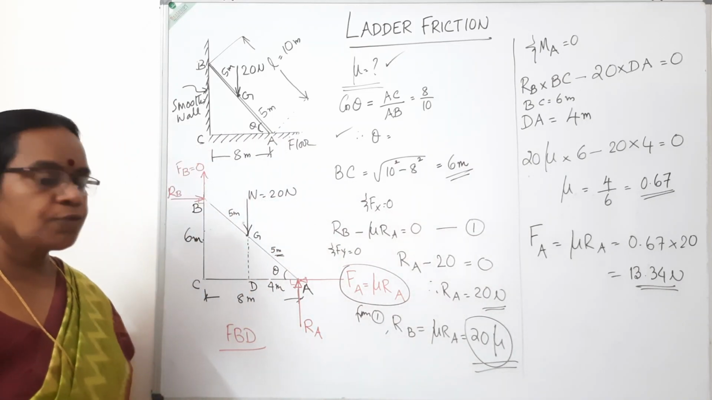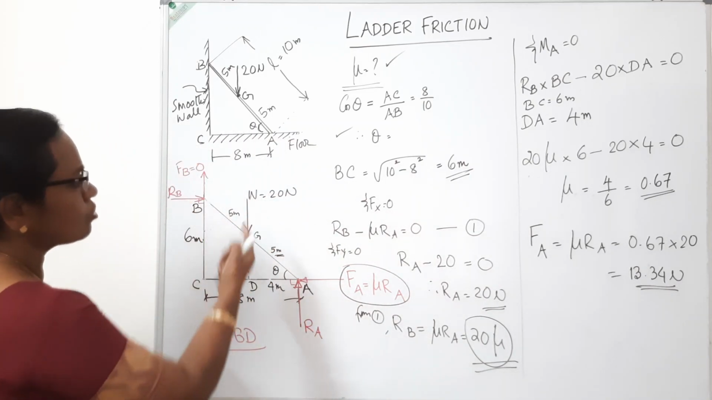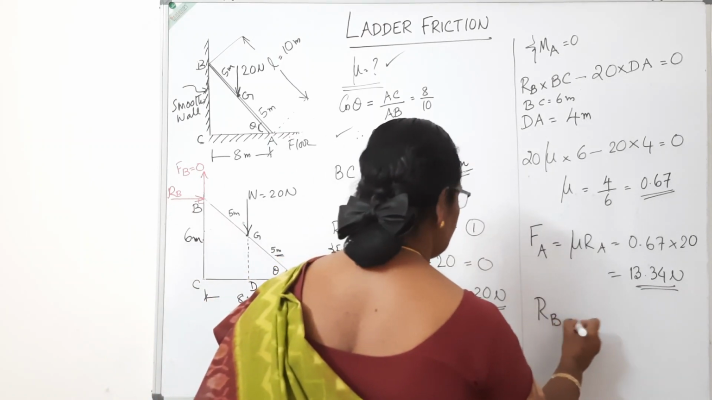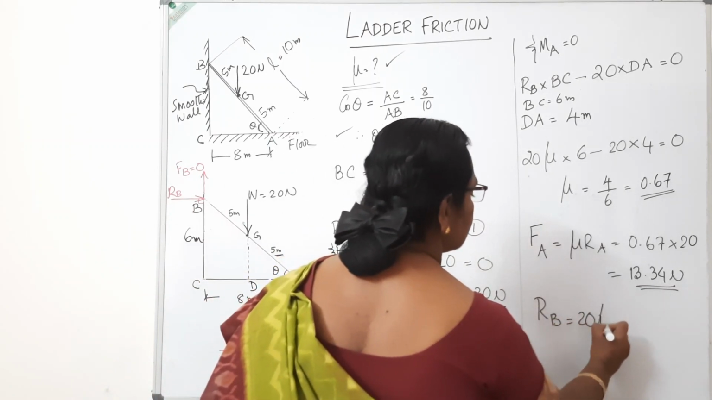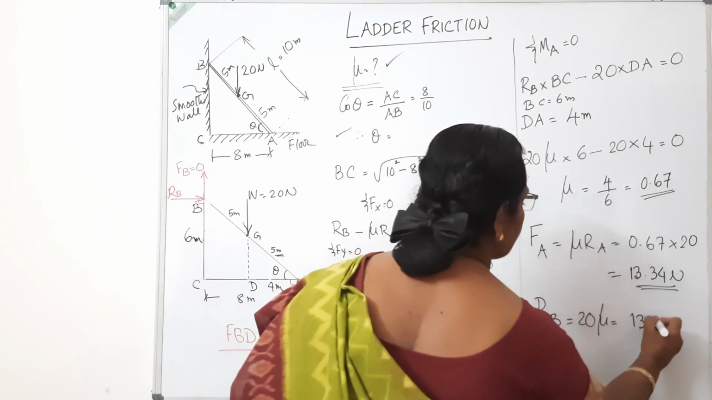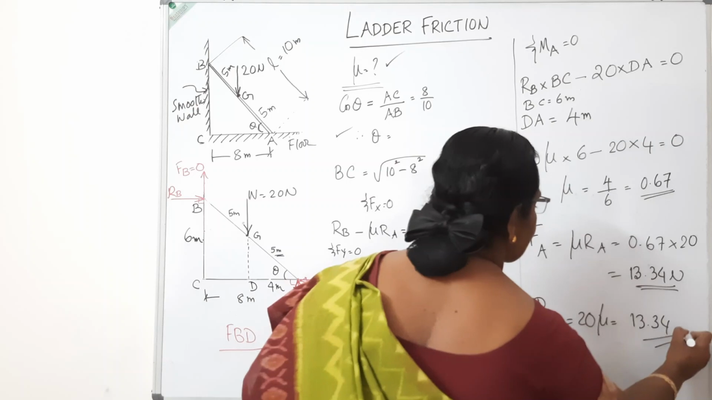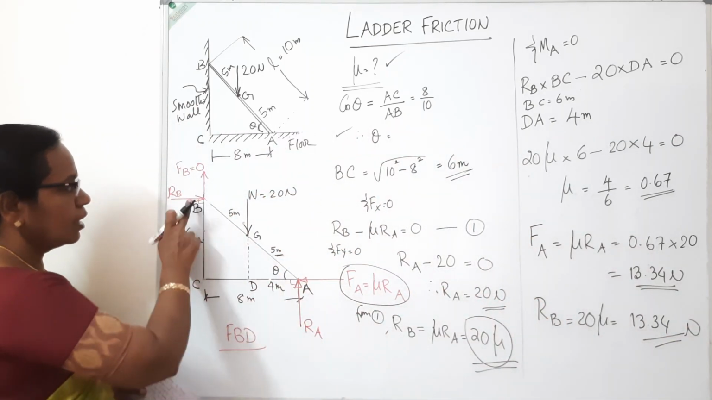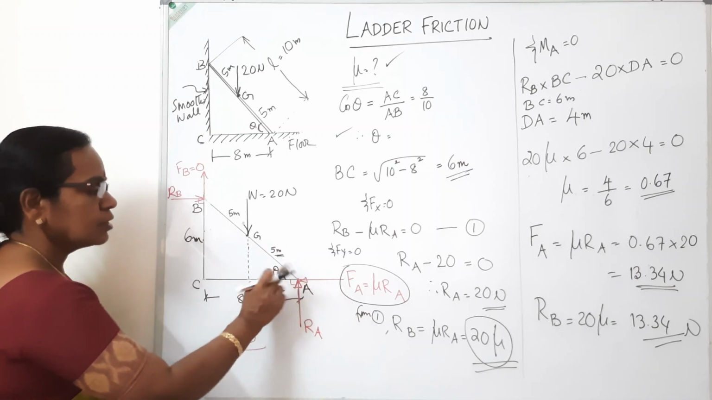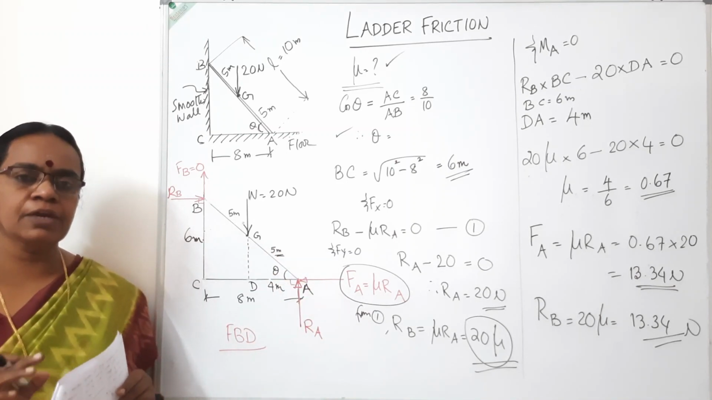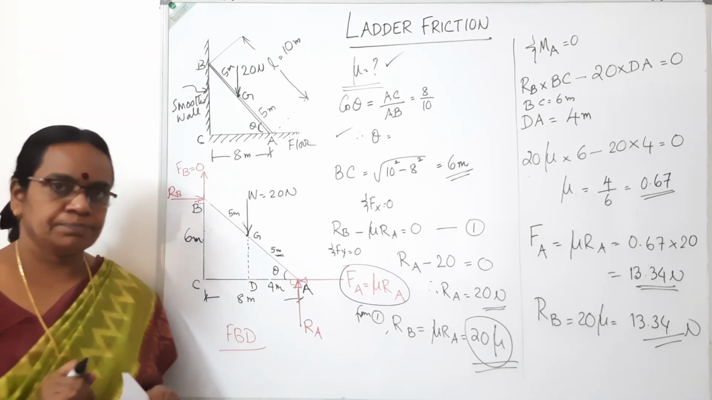If you want to find out RB also, that can be easily found out. The reaction RB is equal to 20 mu, which is 20 into 0.67. So we can find out all the unknowns. RA, RB, frictional force, everything can be obtained by using the 3 equations of equilibrium.